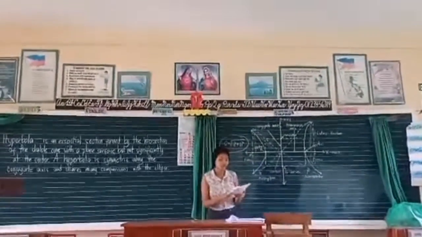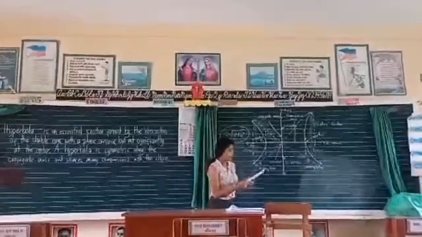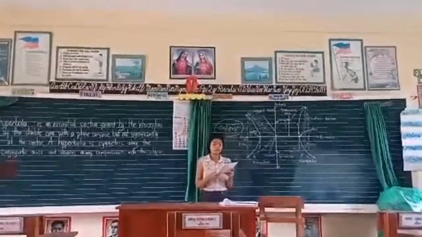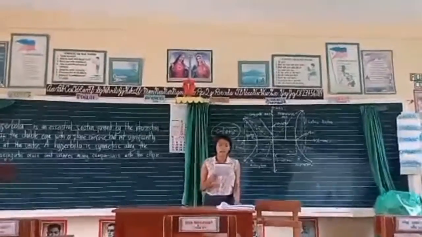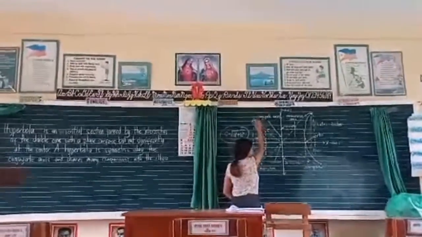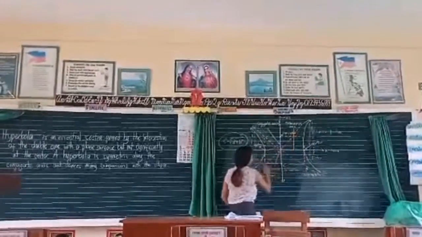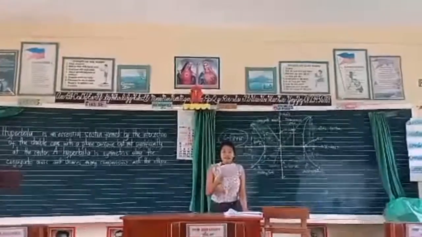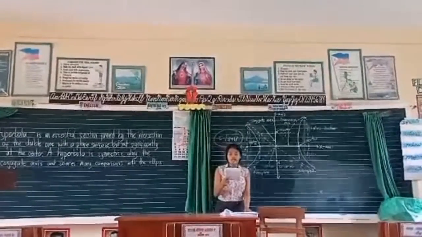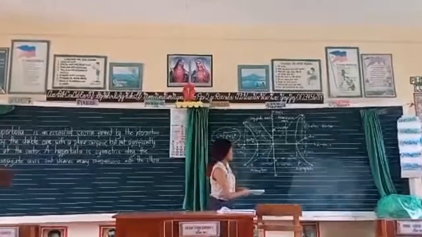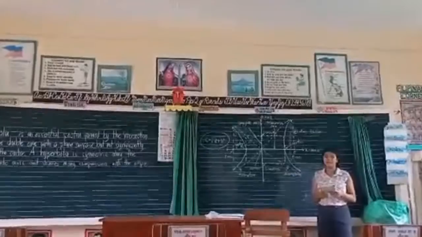Hyperbolas possess asymptotes, which are straight lines crossing the center that approach the hyperbola but never touch it, and we can find the asymptotes in these two parts. To draw the asymptotes of the hyperbola, just sketch and extend the diagonals of the central rectangle.